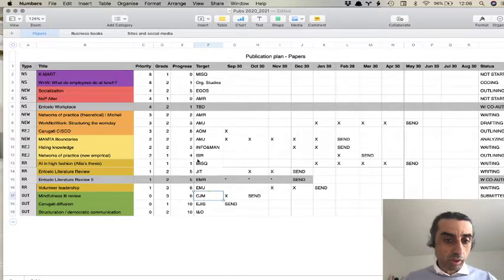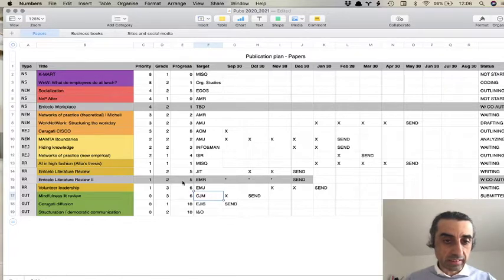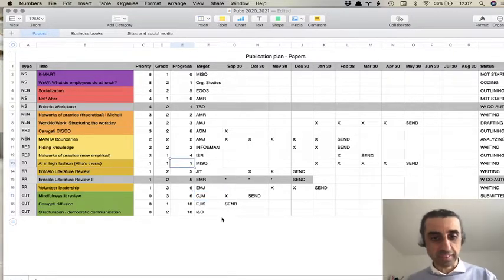Progress is how far I am in the paper. These two are quite high because actually all of these are revise and resubmits, but these are quite high because I've been working a little bit more on them, and they're easier revise and resubmits than this one. This one is a tough revise and resubmit.